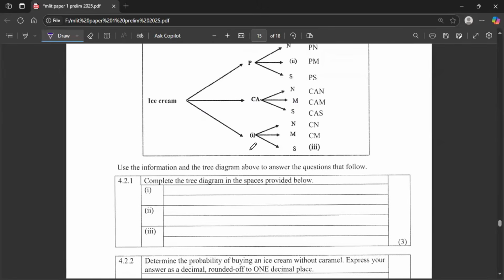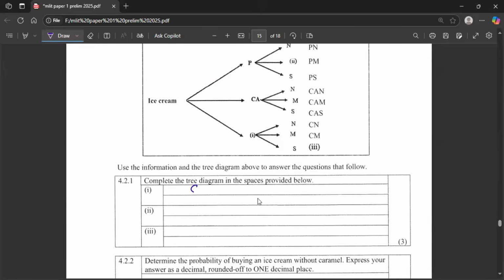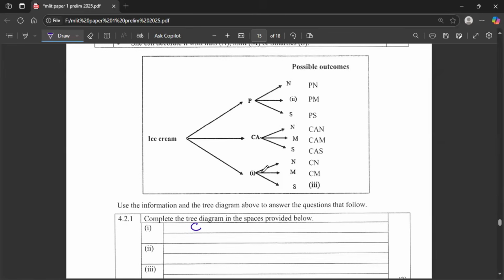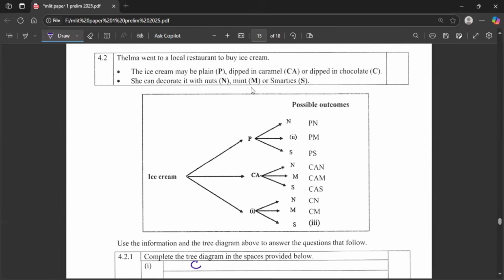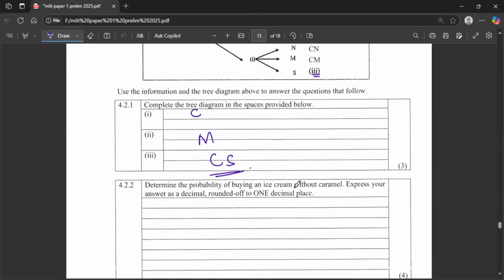Okay, so number 1, because remember, it's PCA. Number 1 is supposed to be C, which is just a chocolate. Number 2, they said nuts. Then mint. So it's supposed to have M here, which is a mint. And then the outcome here is that we have the chocolate and then we have the S. Okay, so that is how we were supposed to have that done. Then we move on to 4.2.2, determine the probability of buying an ice cream without caramel.